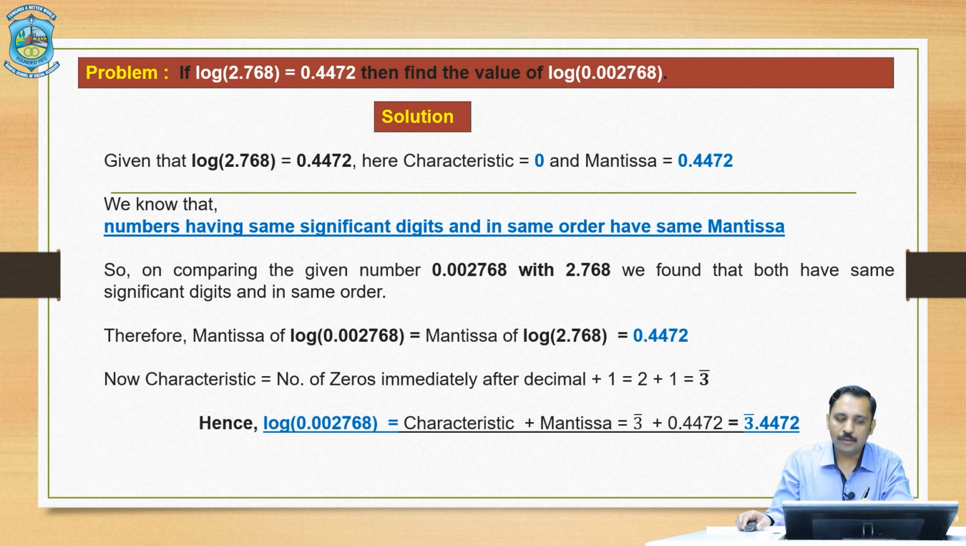Now, the characteristic is equal to number of zeros immediately after decimal plus 1 with a bar sign. Here we have 2 zeros immediately after decimal. That means 2 plus 1, 3. We have to put a bar. That means our characteristic is 3 bar. Hence, the logarithm of 0.002768 is equal to 3 bar 0.4472.